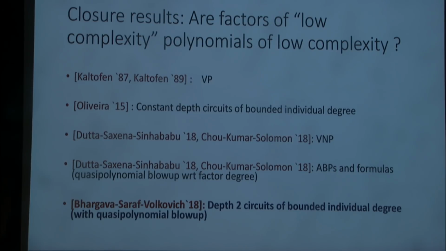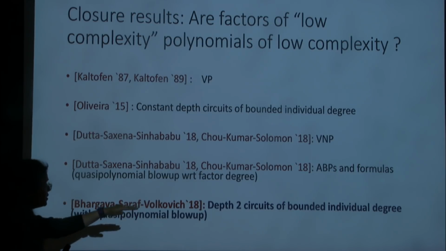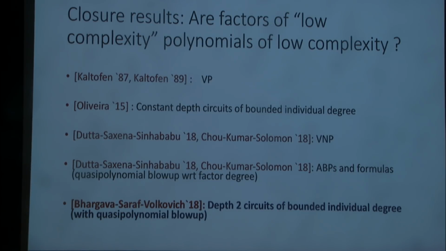And what we show is closure results for depth 2 circuits of bounded individual degree. You start with a depth 2 circuit, small individual degree, then its factors are again depth 2 circuits of small individual degree, but with a quasi-polynomial blow up.